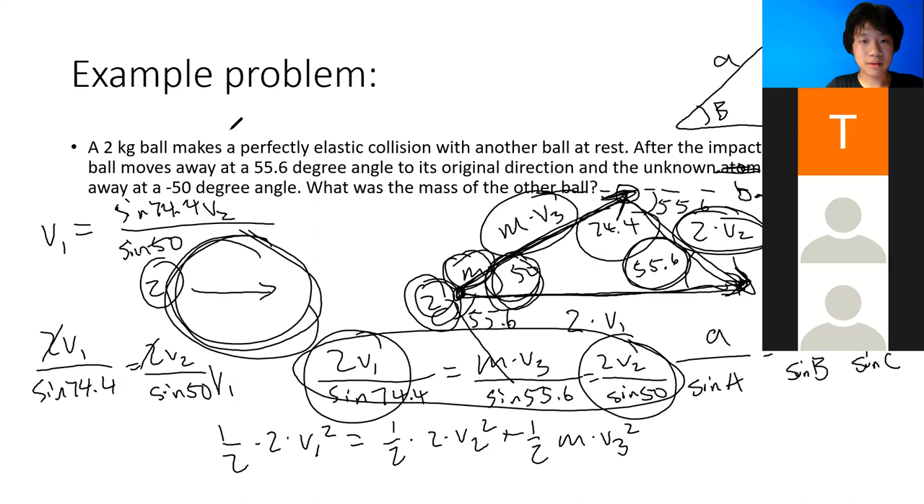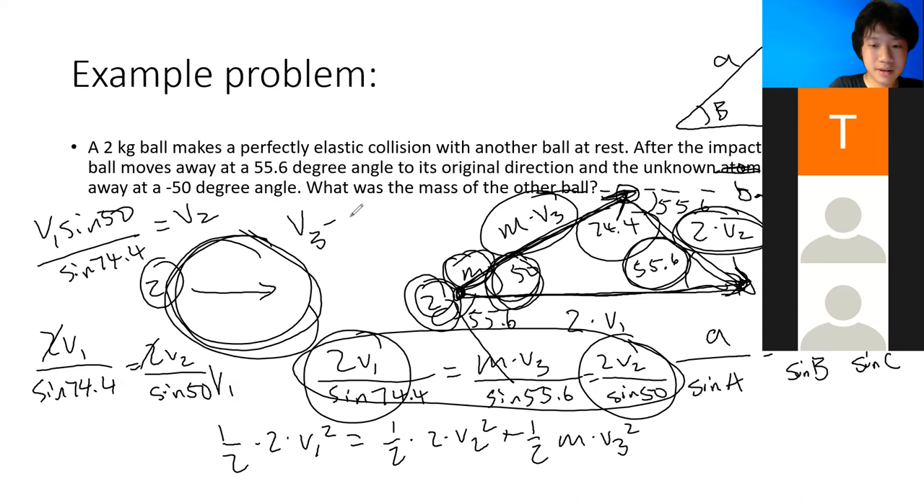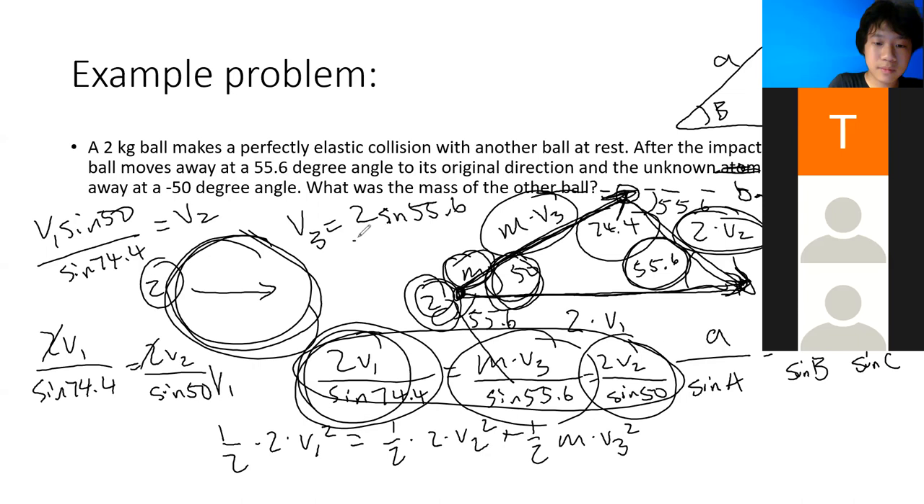Now we can do, let's see. Actually, let's represent V2 in terms of V1 because we want to substitute everything in. So all we have is V1 left in our equation. Let's do that. V1 times the sine of 50 over the sine of 74.4 equals V2. Now let's do the same. V3, we use these two right here. V3 equals 2 times the sine of 55.6 over m times the sine of 74.4, all times V1. So now we've got V2 and V3 in terms of V1.